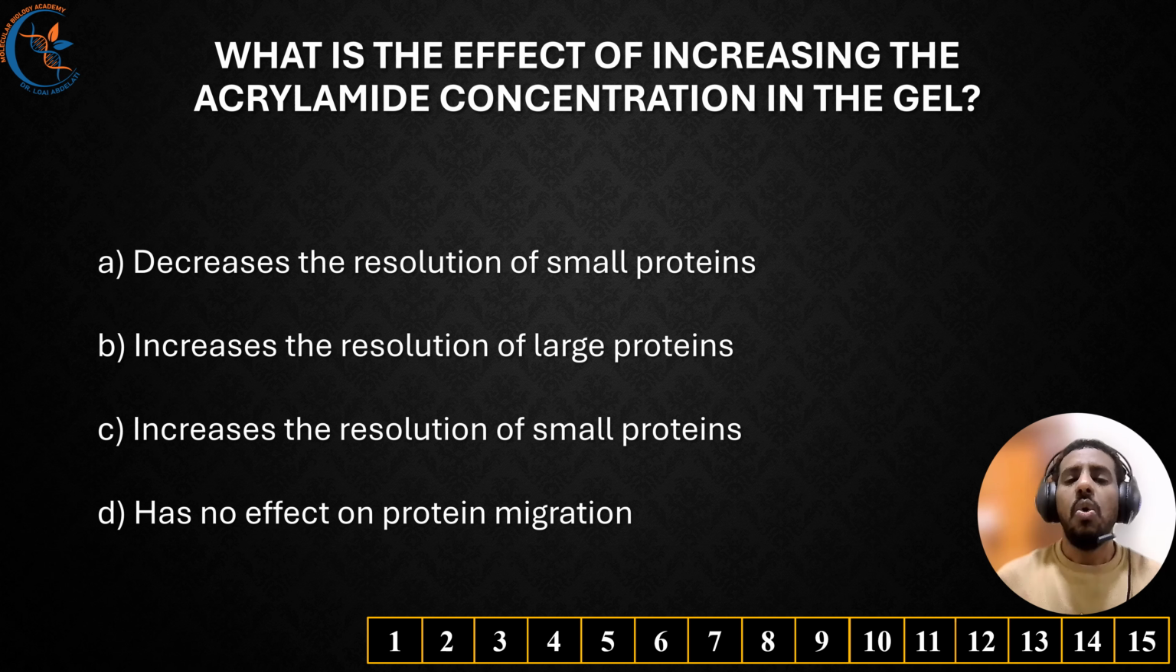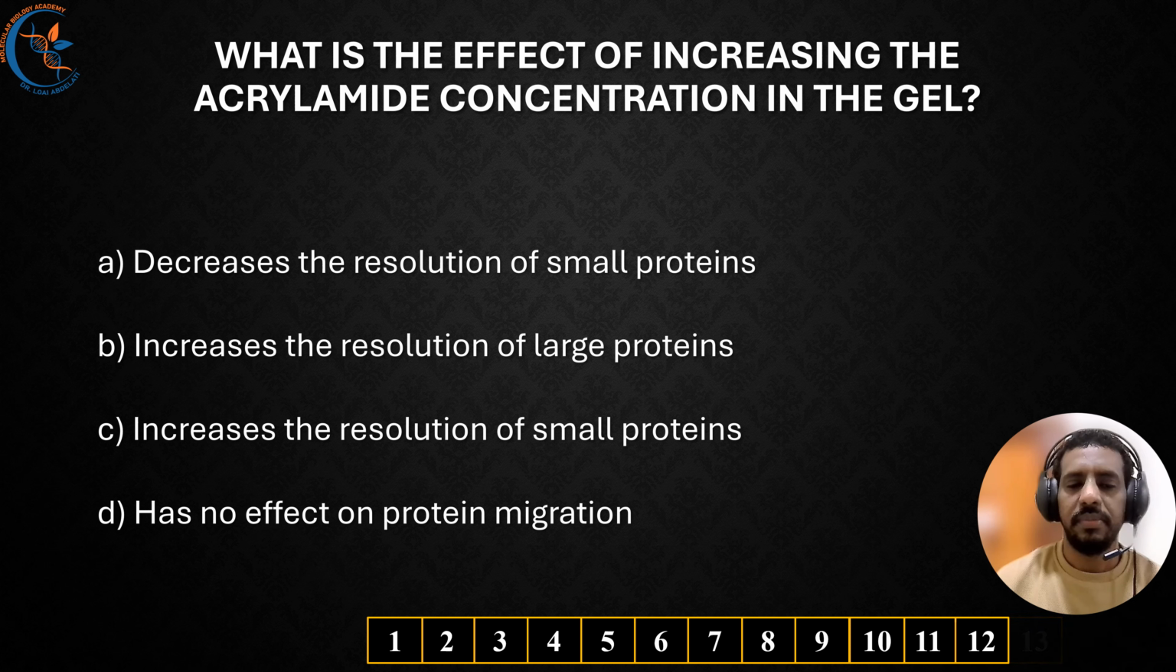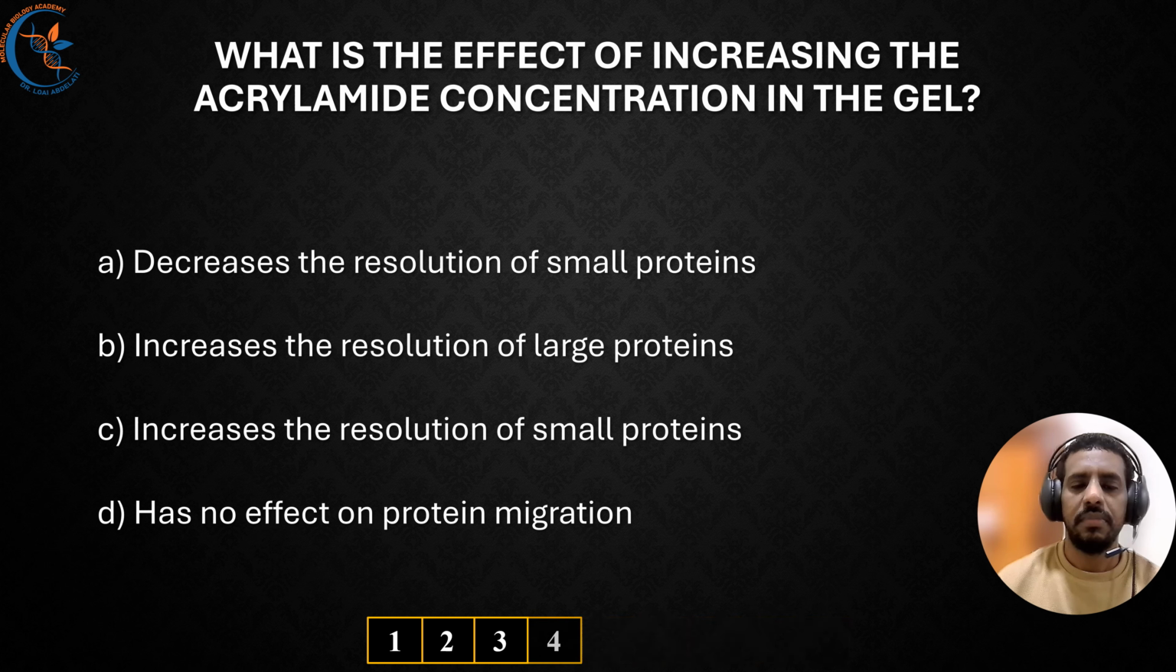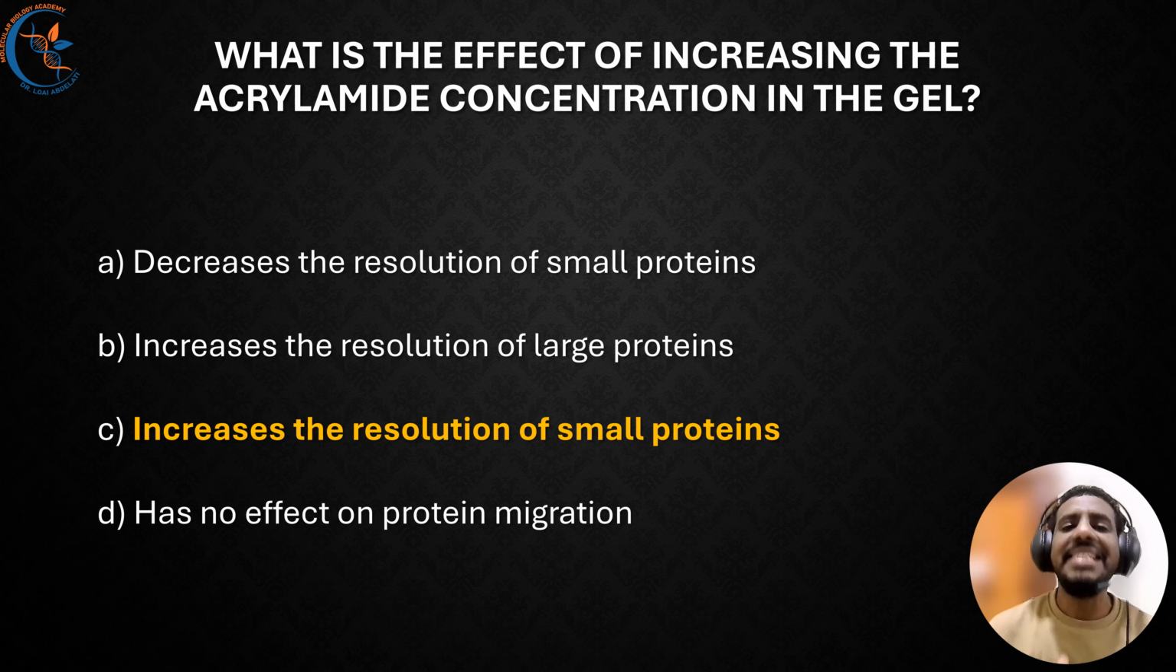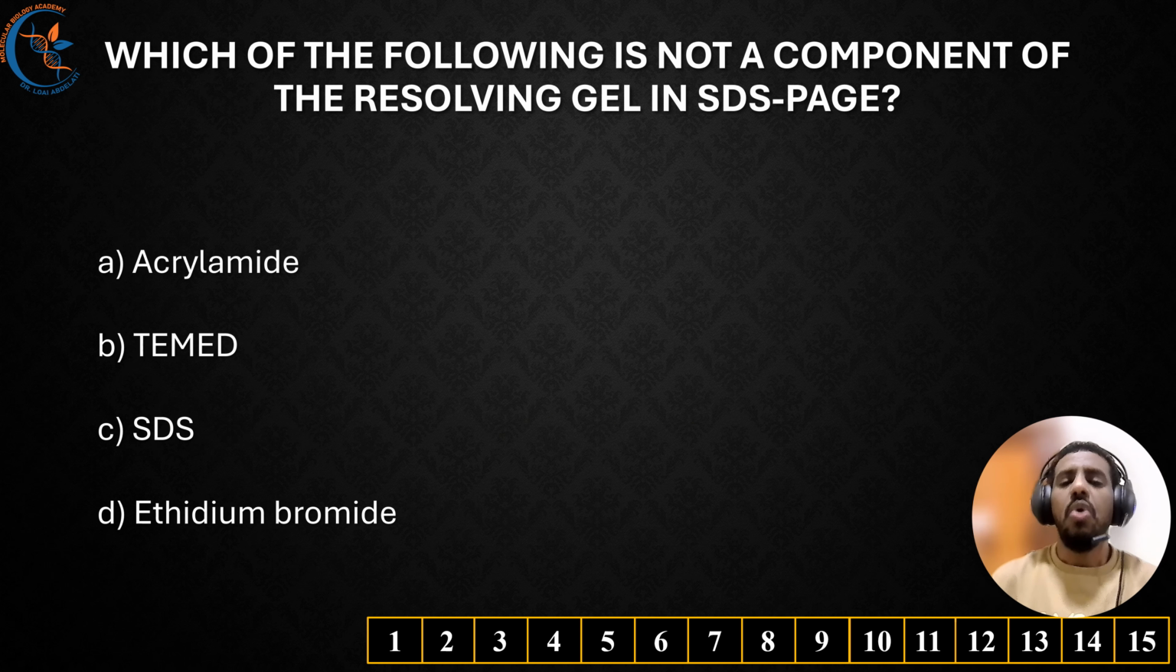All right, the question here. What is the effect of increasing the acrylamide concentration in the gel? The correct answer is increases the resolution of small proteins. Actually, higher acrylamide concentration creates smaller pores, which improve the resolution of small proteins. Let's move on.